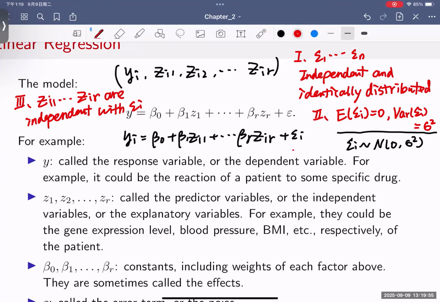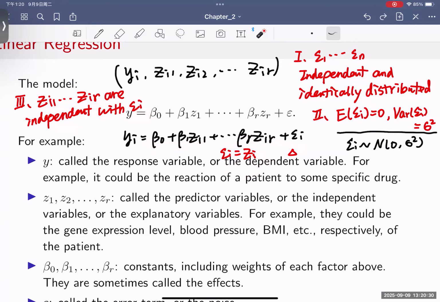If our epsilon i presented here is like zi1 squared, or maybe a cubic, a power of three, then of course we cannot say that this whole term is a linear function, because you definitely have a polynomial term here. So the third thing is that we should have no relation between our features and our corresponding noise.